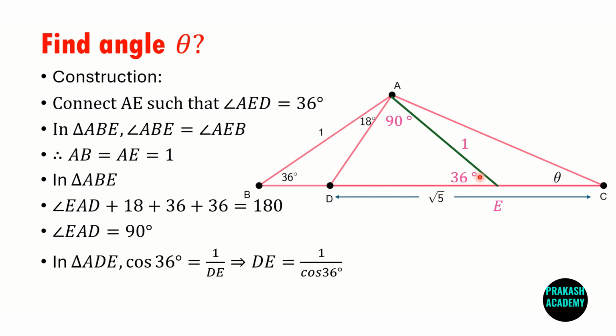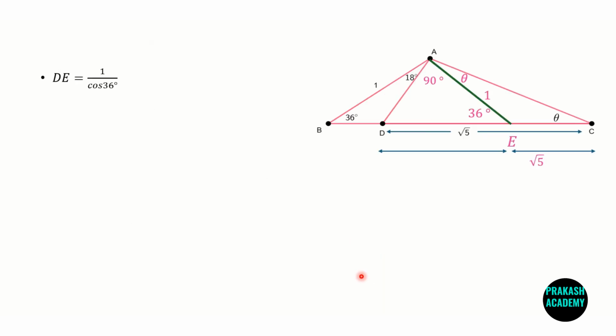So now I can write in triangle ADE, cos 36 degrees is equal to the base, that is 1 unit, divided by the hypotenuse, that is DE. So from here I can write DE is equal to 1 divided by cos 36 degrees. So we can calculate DE using this formula. But the problem is the value of cos 36 degrees is not known.